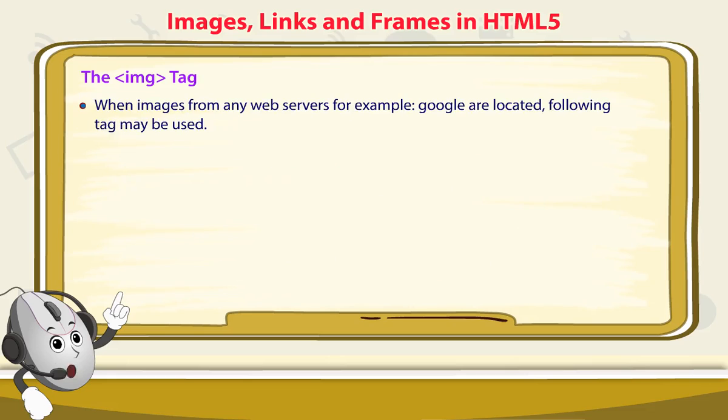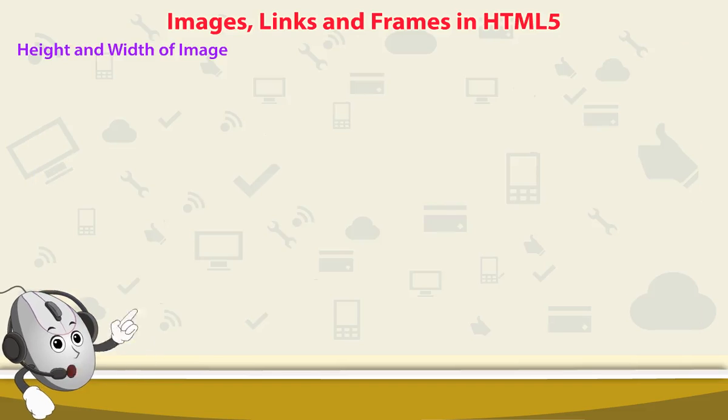d:/test/pictures/image.jpg. When images from any web server, for example Google, are used, the following tag may be used: IMG src equal to http://www.google.com/images/image. Height and width of image.